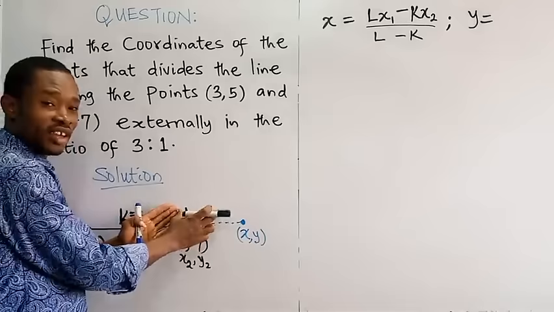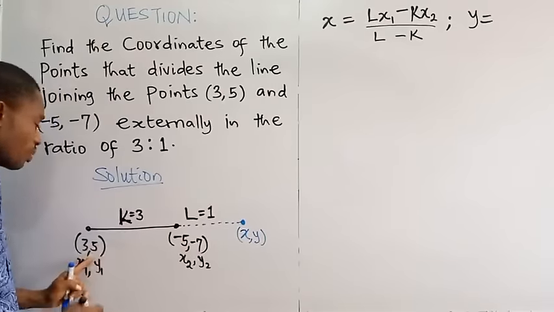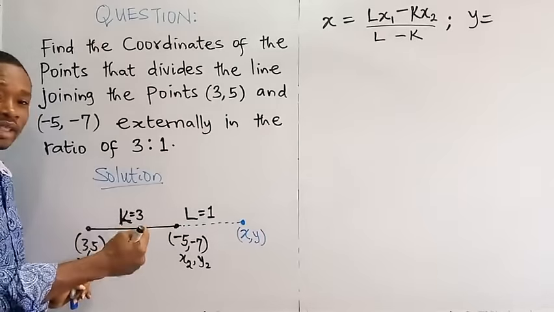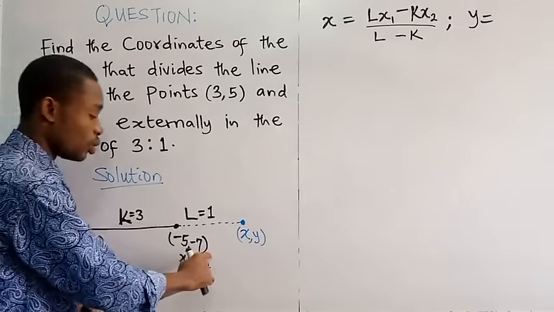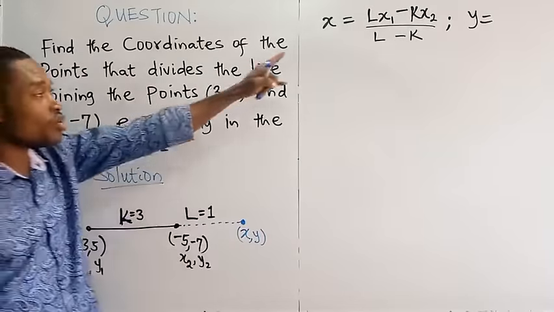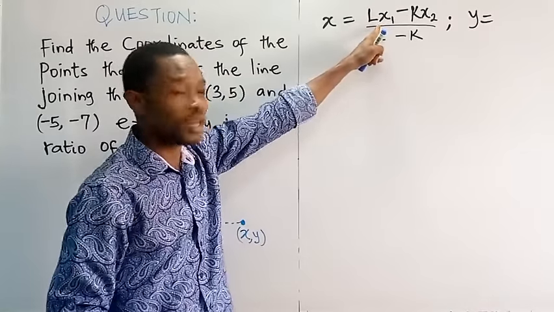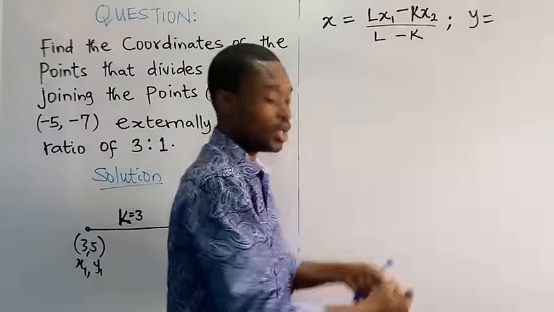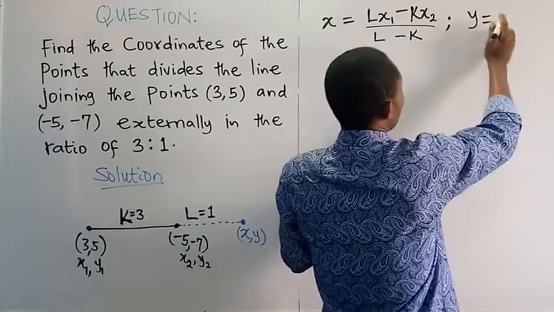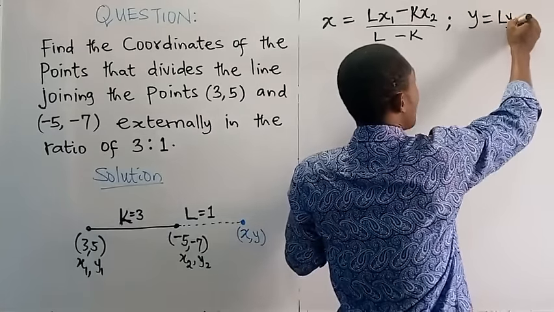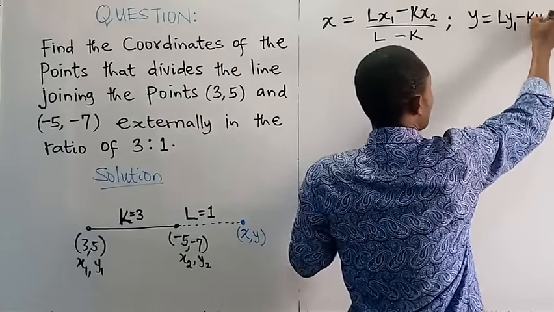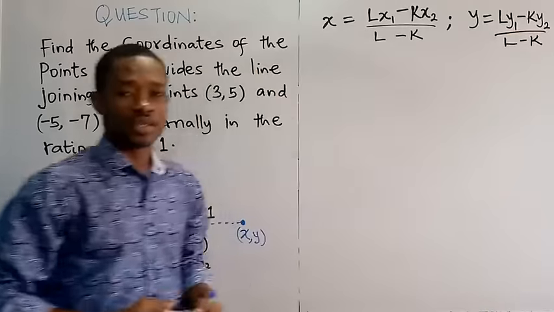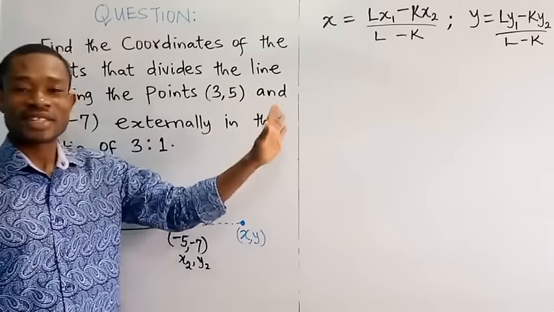The L value, the L ratio, which is this one, is going to multiply the y coordinate this time around. So L goes with y1, and then minus K will go with y2. The order you presented the x coordinate formula is the same order you follow to get the y coordinate formula. So this is going to be y equal to L times y1, minus K times y2, all over L minus K. This is good. So I have established the formula.